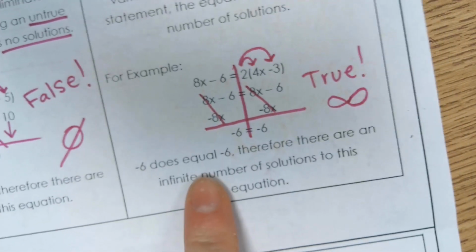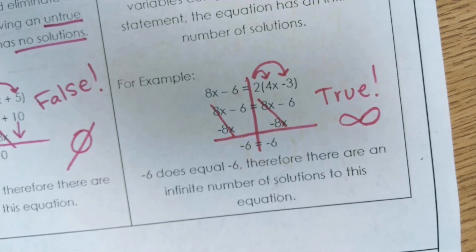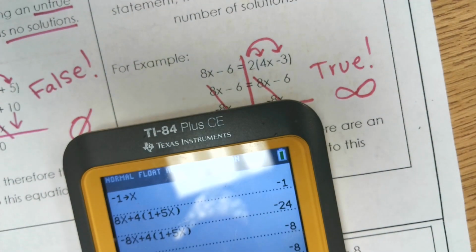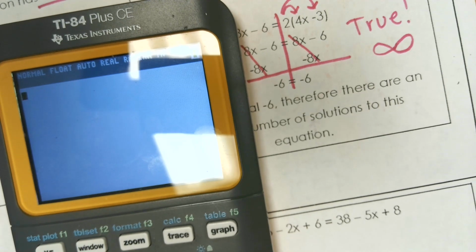Let's prove that this is true. We're going to check our work. So we're going to plug in any number for x. All right, get your calculator, turn it on. Push clear, whatever we had in there before. We're going to check any number.